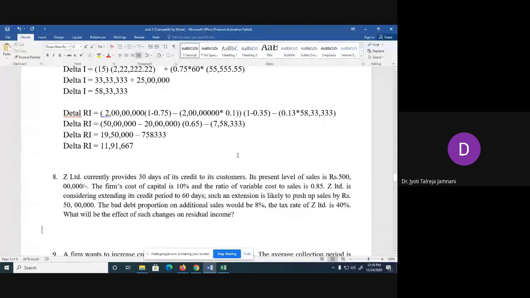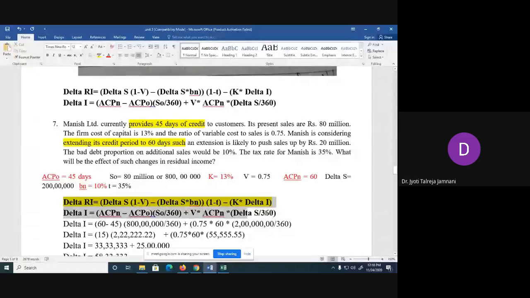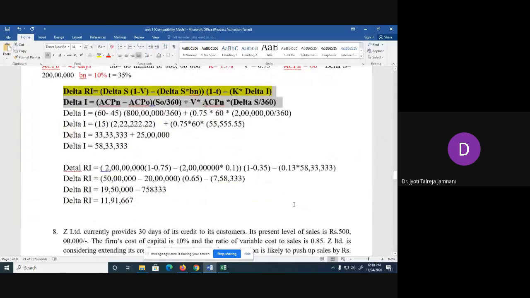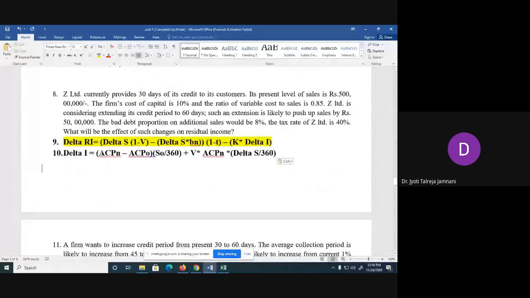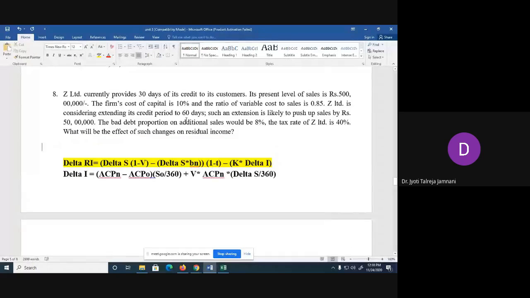We'll do one more sum with the residual income formula method and then I'll go to the tabular method. So we write down the formulas. First we'll write what all is given. Z Limited currently provides 30 days of its credit to its customers. So the current credit period, which we call average collection period original, or you can call it ACP naught, is 30 days.